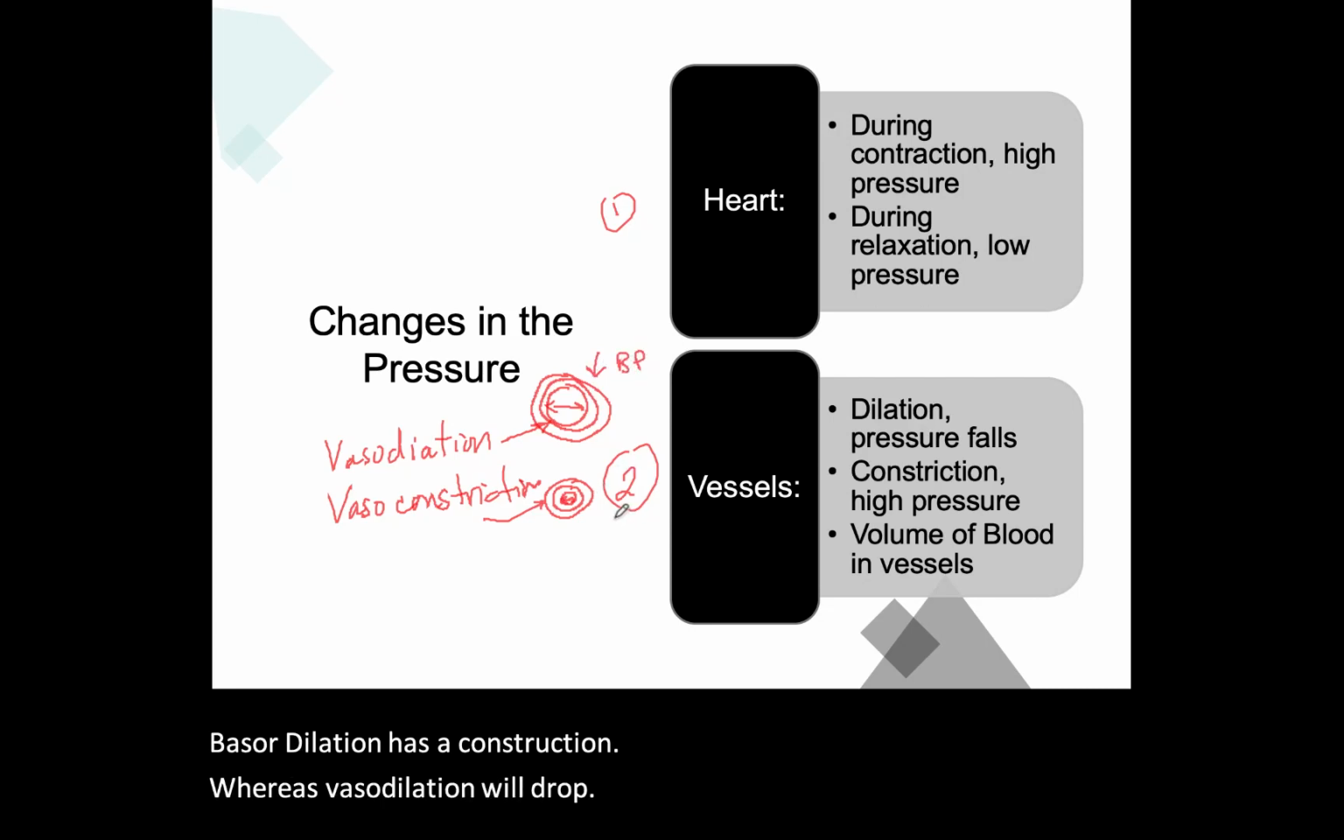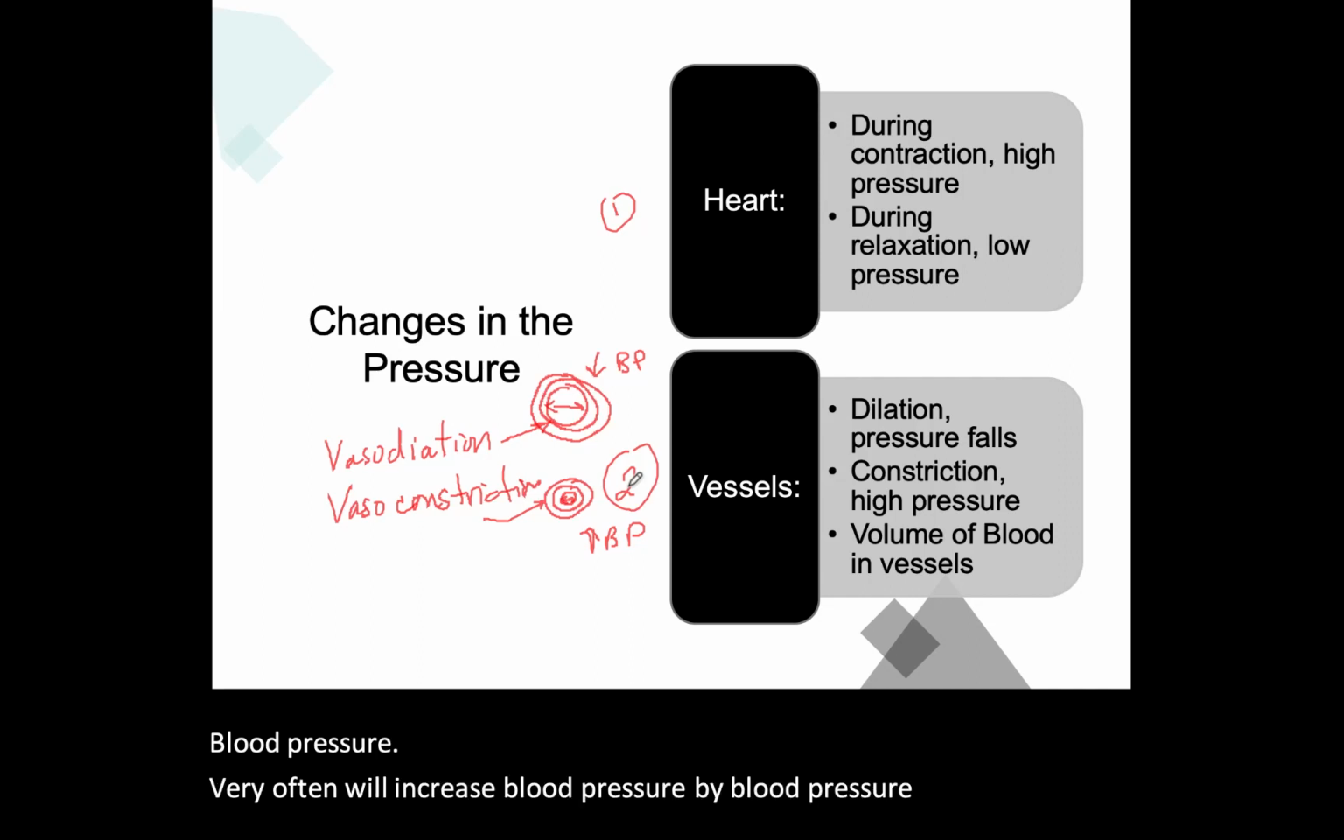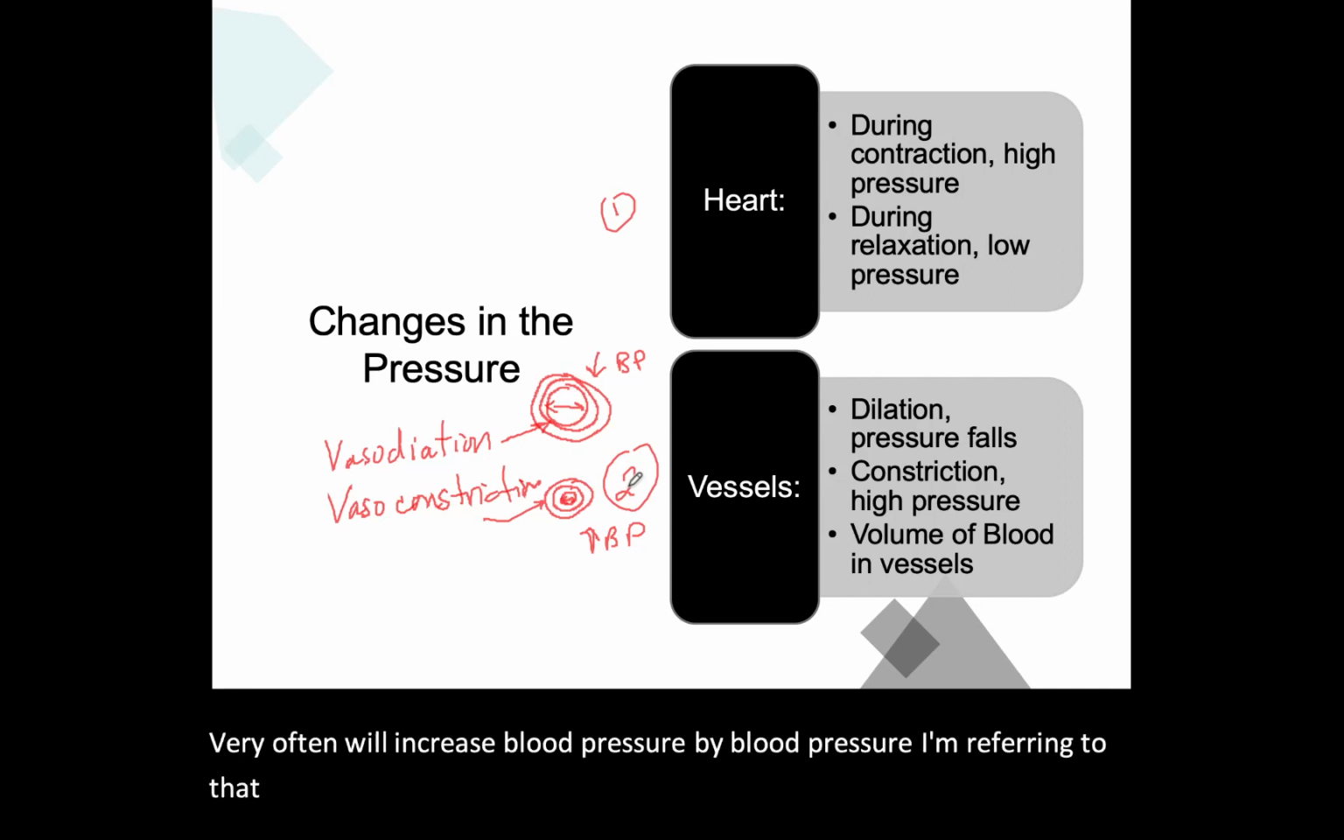Vasodilation, vasoconstriction. Whereas vasodilation will drop blood pressure, vasoconstriction very often will increase blood pressure. And by blood pressure, I'm referring to that hydraulic pressure, the pressure exerted on the vessel by the blood as it is flowing through.